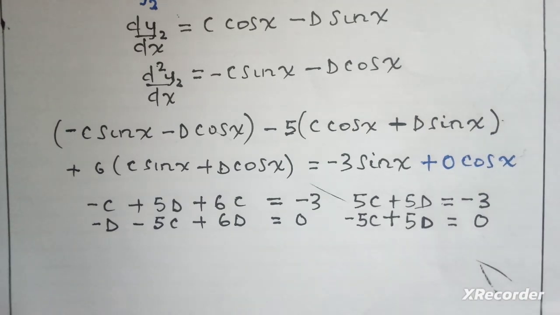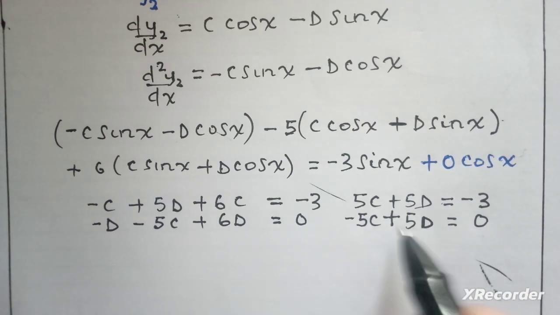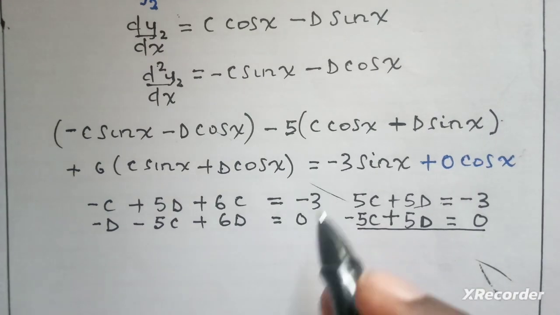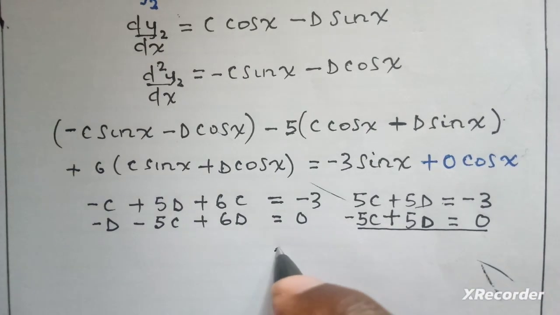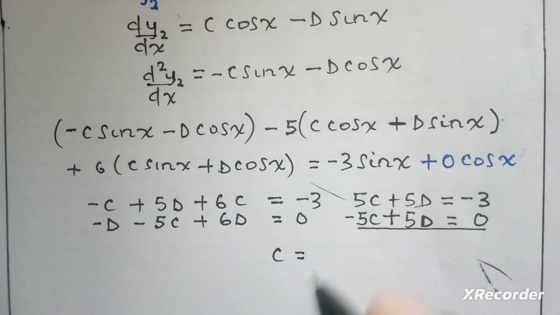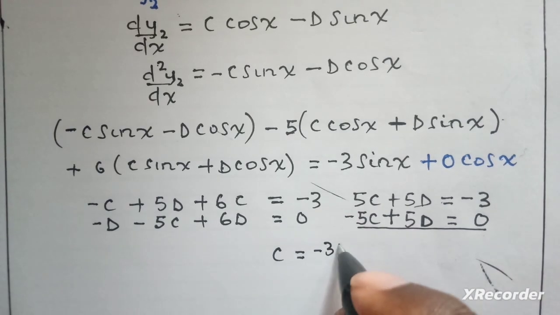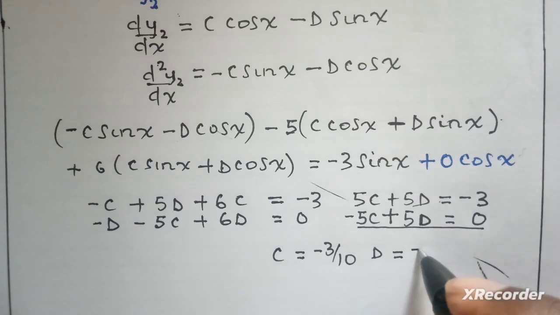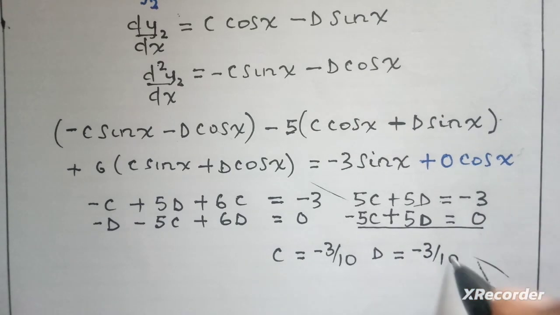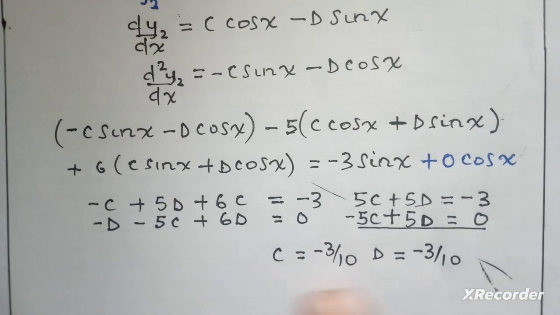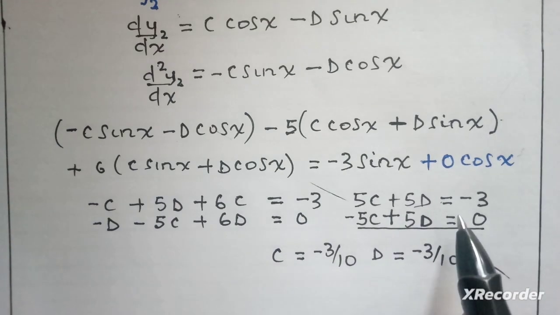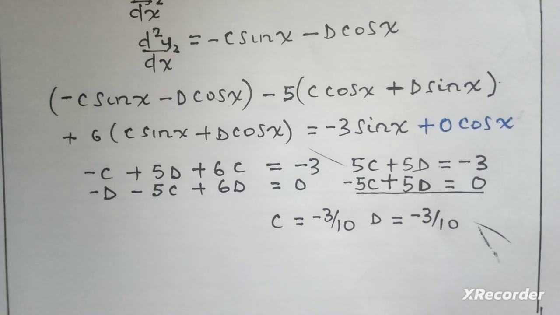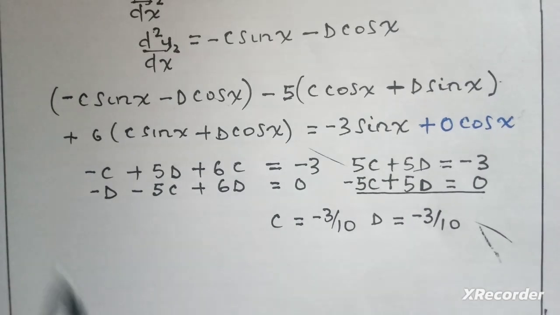So guys, we can now do this simultaneous equation. Maybe I can give you an assignment to do that, but let me just write the answers for that. We shall have c is equal to negative 3 over 10, and d likewise is negative 3 over 10. Find out where I've gotten this from. If you do that, you shall get this. And so guys, we continue from there.